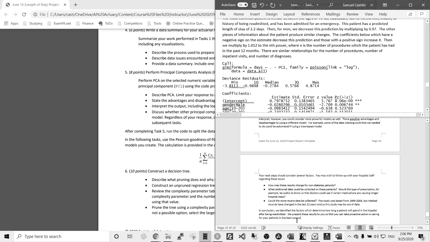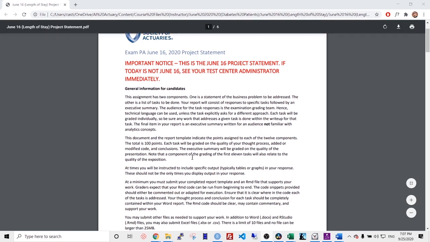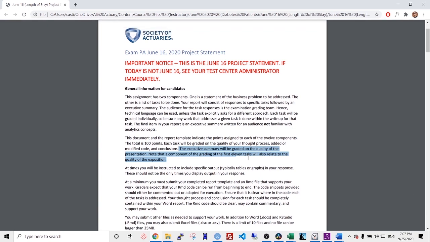Once you have about 10 minutes remaining in your exam and you've already submitted the first version, it will be a good idea to go back and make sure that everything is polished. Notice that in the description it says the executive summary will be graded based on the quality of the presentation. Note that a component of the grading for the first 11 tasks will also relate to the quality of the exposition. So things like typographical errors, spelling mistakes, or formatting inconsistencies can cost you a few points on the test.